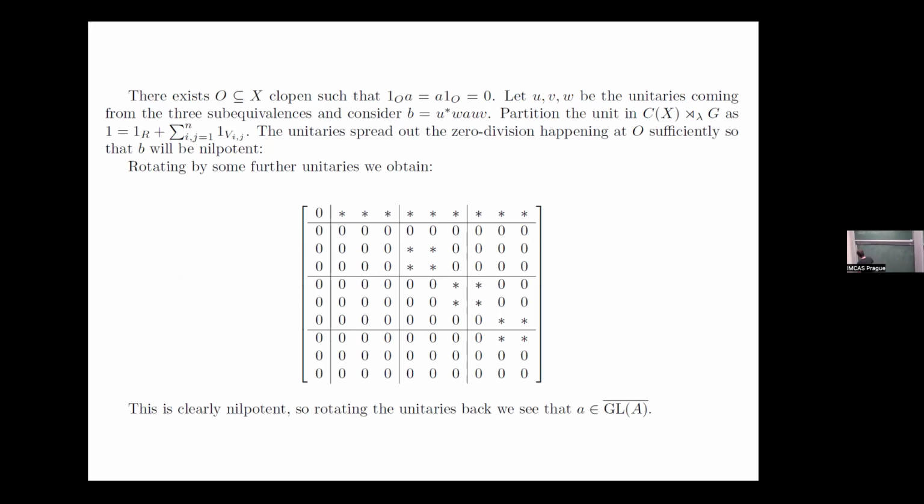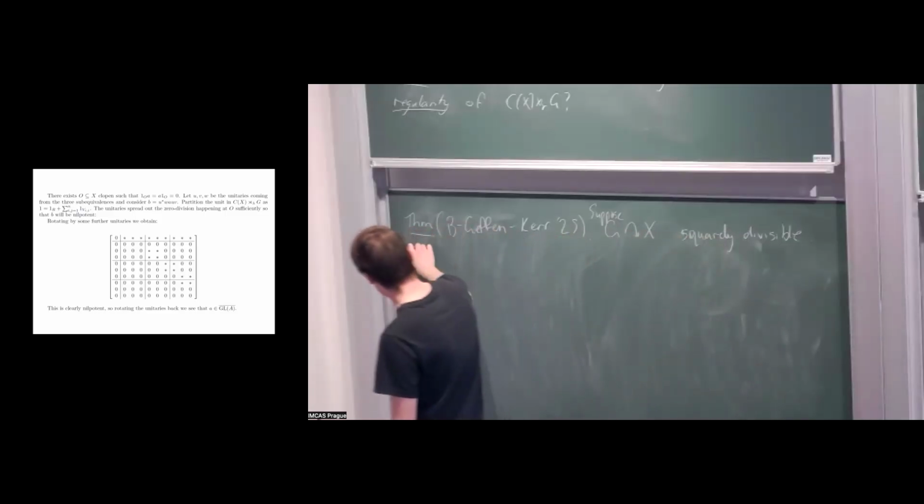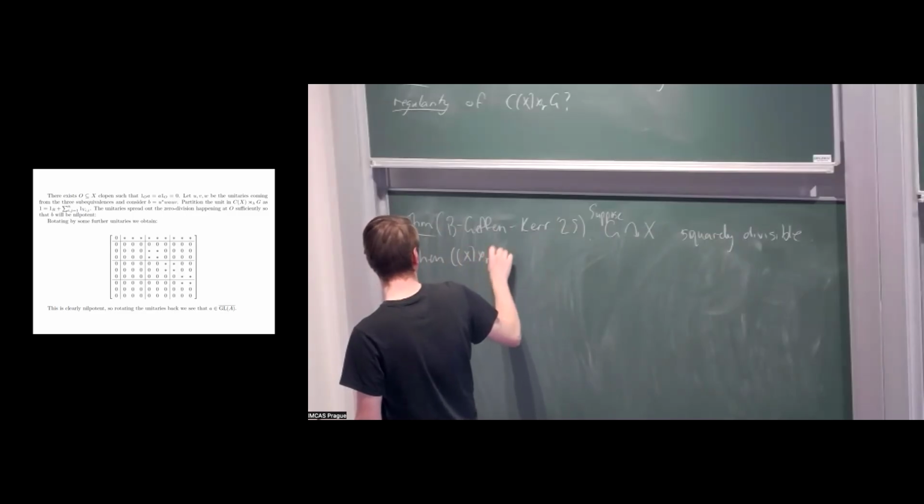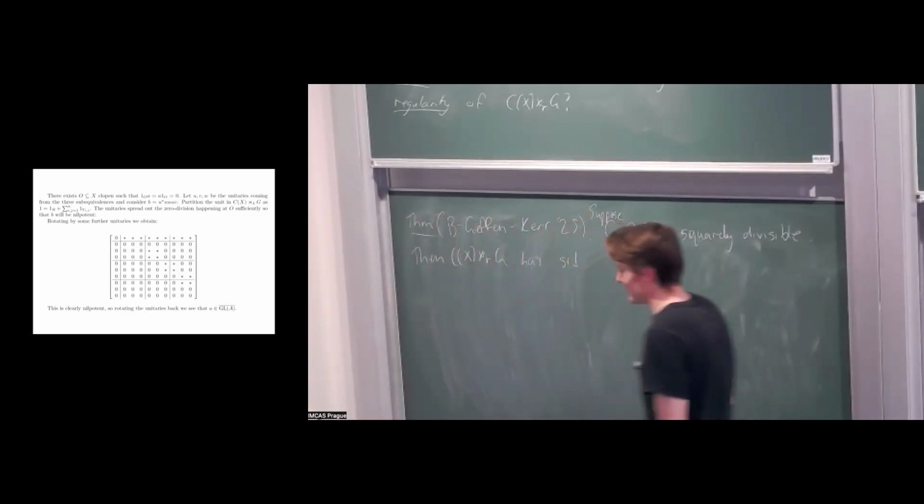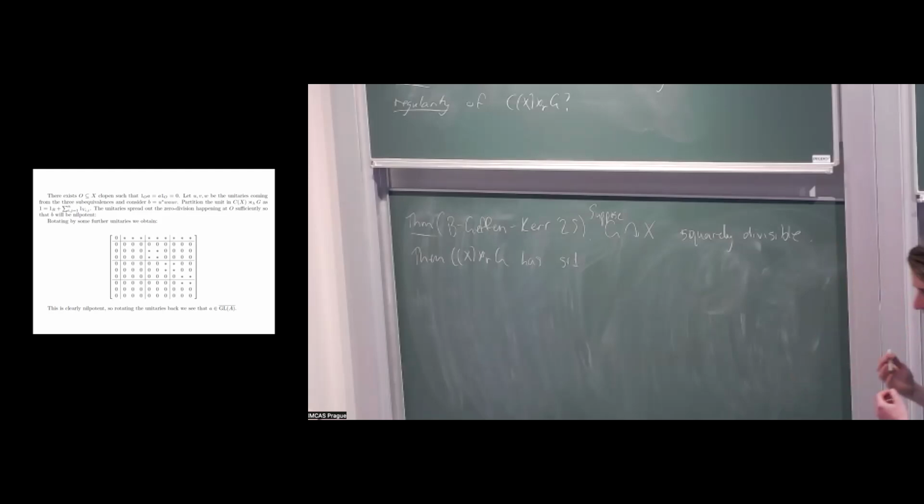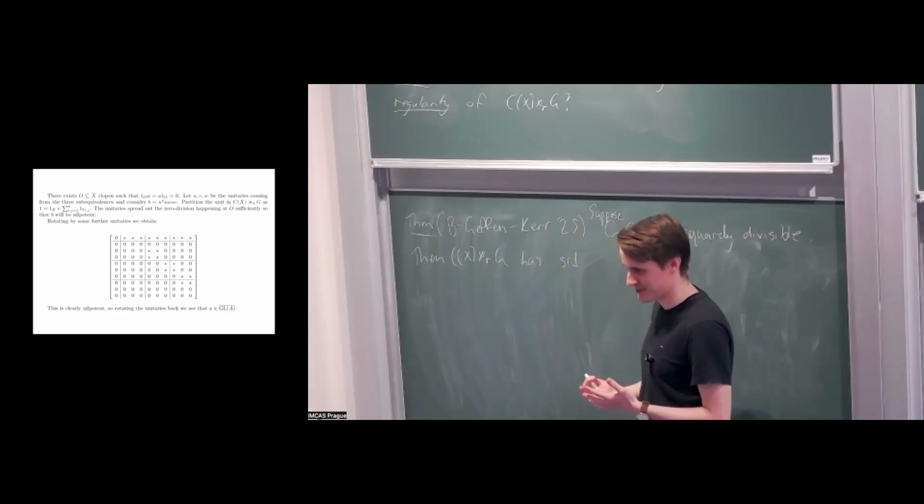Well, if you believe that very hand-wavy explanation, we get the following theorem. Suppose that we have an action, same assumptions as before, minimal, topologically free, and so on. And suppose that it is additionally squarely divisible in this sense that I've described. Then the reduced cross product has stable rank 1. And the proof is somehow exactly unpacking the picture that I've tried to illustrate, that this Rordam strategy really unfolds in the way you hope in the cross product.